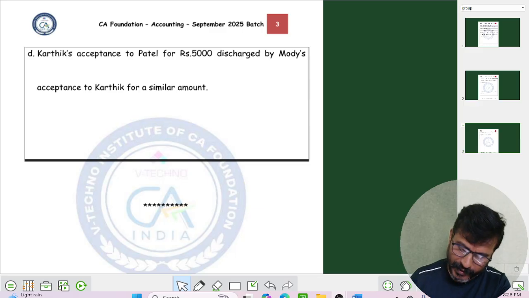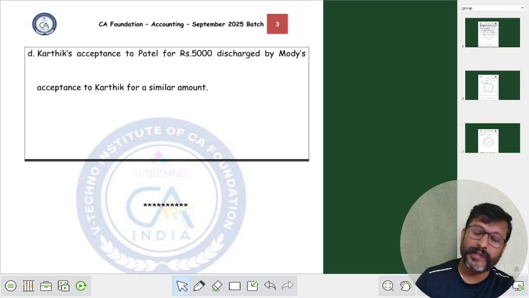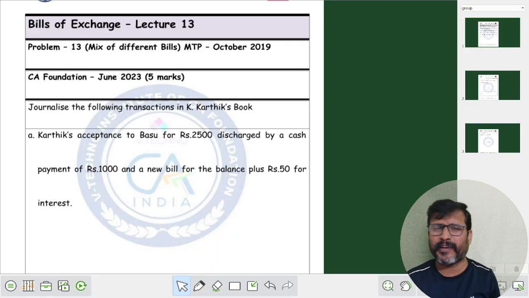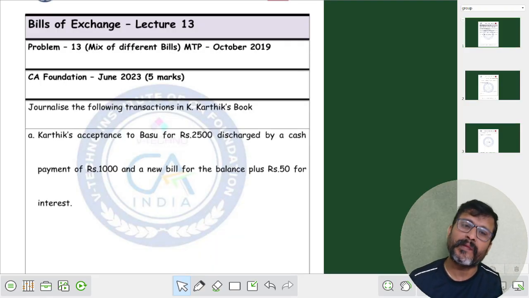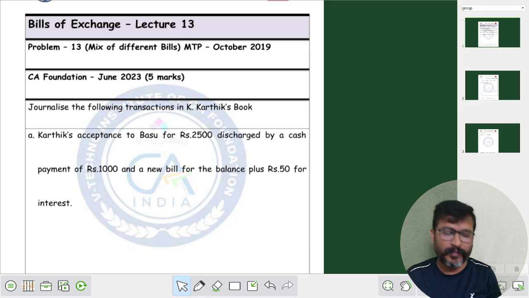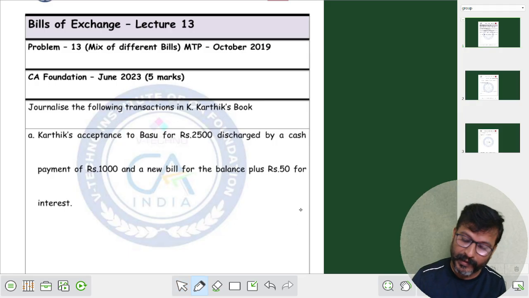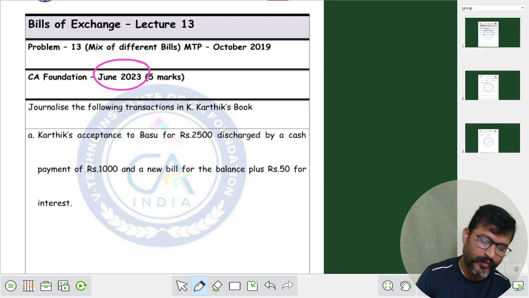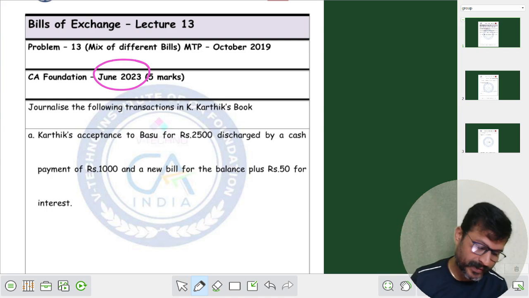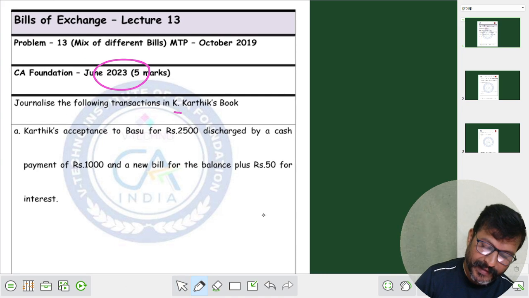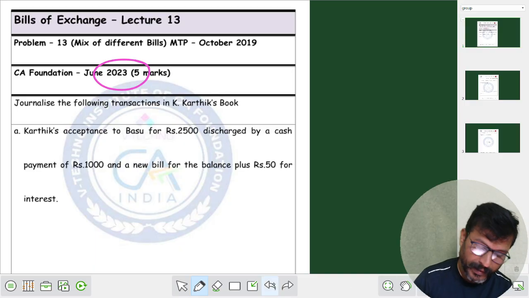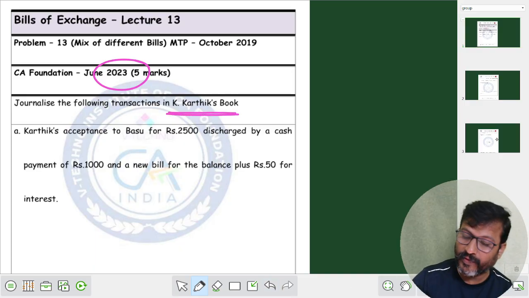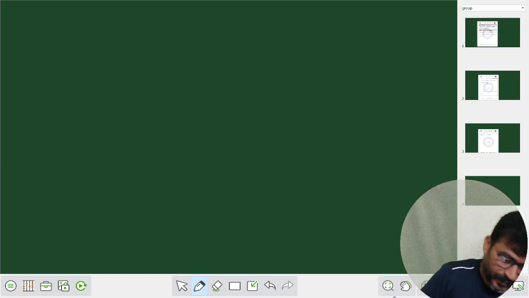In this particular problem, my dear students, we have a mix of different situations. Four situations are given. For that, we have to pass the journal entry. Another last question, please listen here. This question was asked in CA Foundation 2023 for 5 marks. Journalize the following transactions in the books of K. Karthik. Fine. Let us have a format.